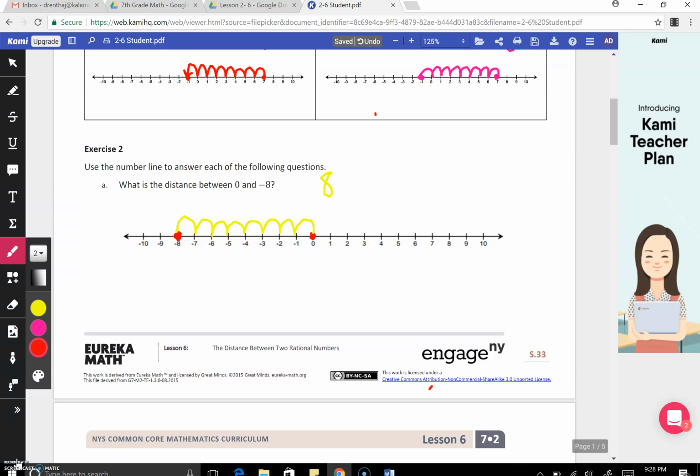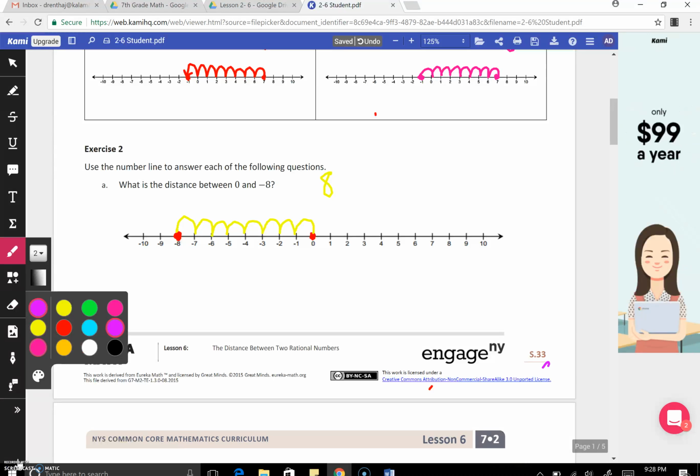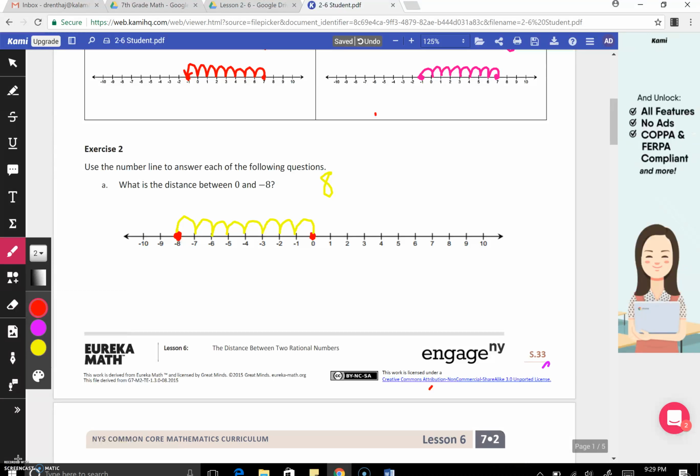And you're really going to like that when we have fractions, because counting the fractions on a number line can be a hassle. So here's how you do it with the formula. When we're finding distance between two numbers, it's always going to be a subtraction problem. So basically, you take the first number they gave you, 0, and we're going to do 0 minus -8.